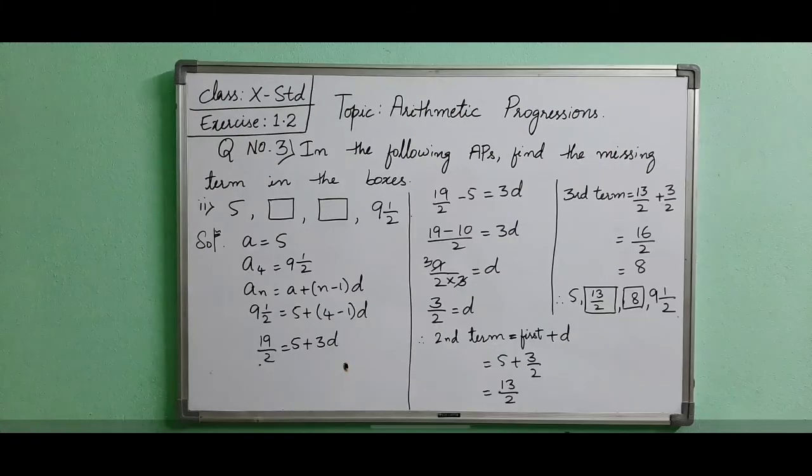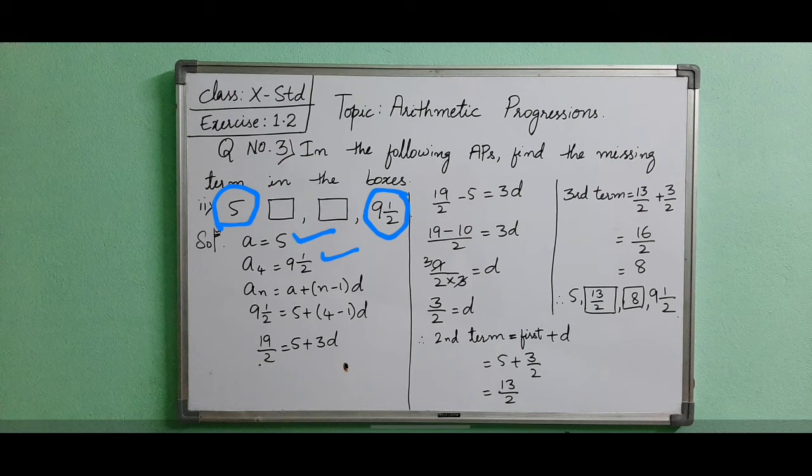With this same method, now the question number 3. Here the first term is given as 5 and the fourth term is given as 9 1 by 2. We have to find the second term and third term. Look here, a is given as 5. Whenever we say a, it is nothing but a1. And a4, the fourth term, is 9 integer 1 by 2. Now the formula for the nth term, which we already use: an equals a plus n minus 1 into d.